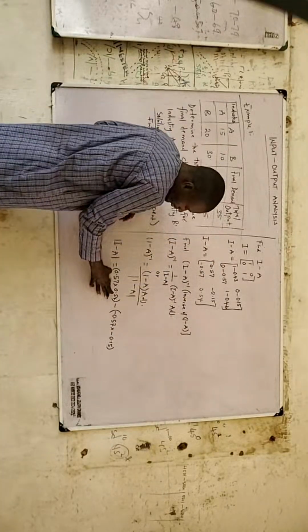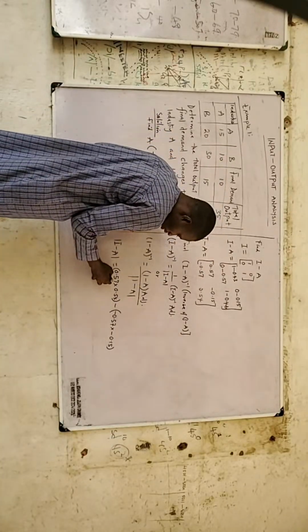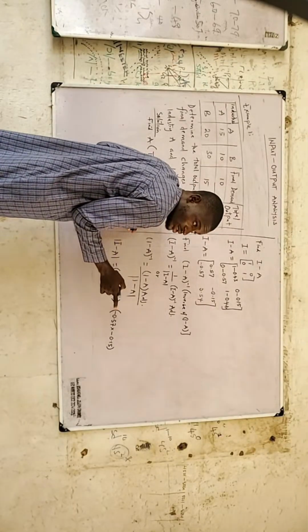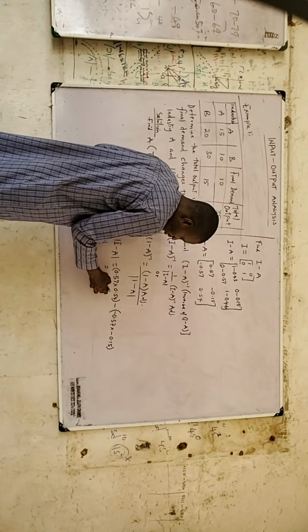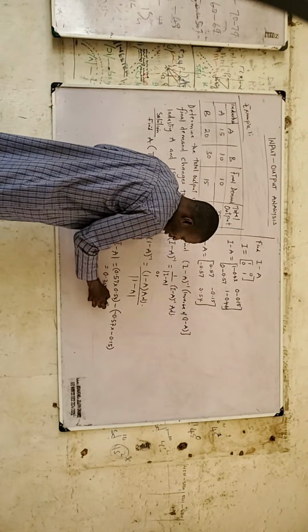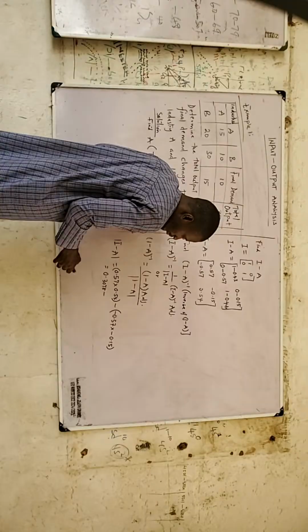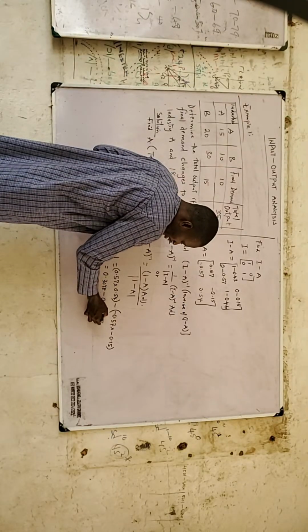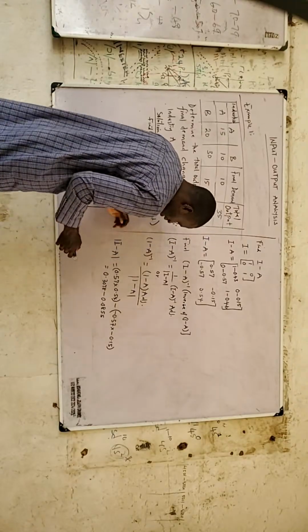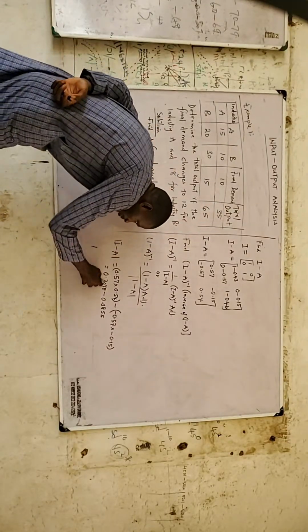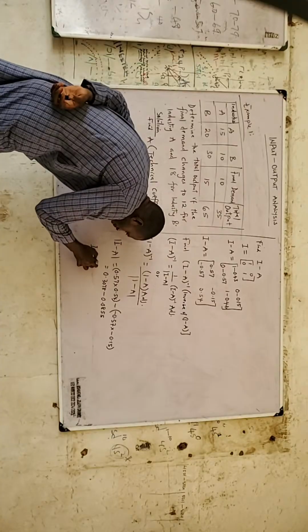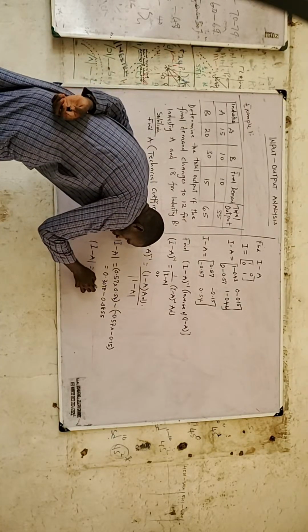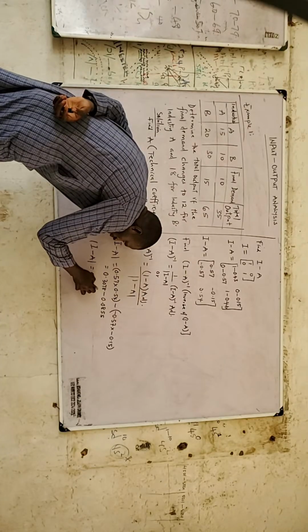And this one is what? 0.3078, minus what? 0.0855. Then the determinant is equal to what? You subtract the two of them, you have 0.2223, right?